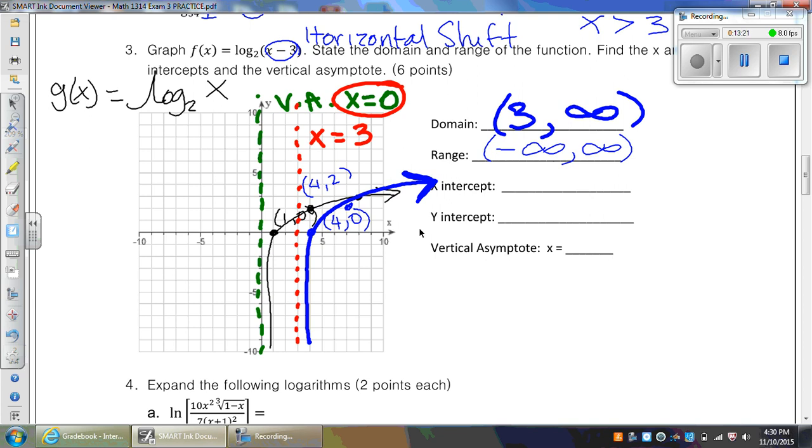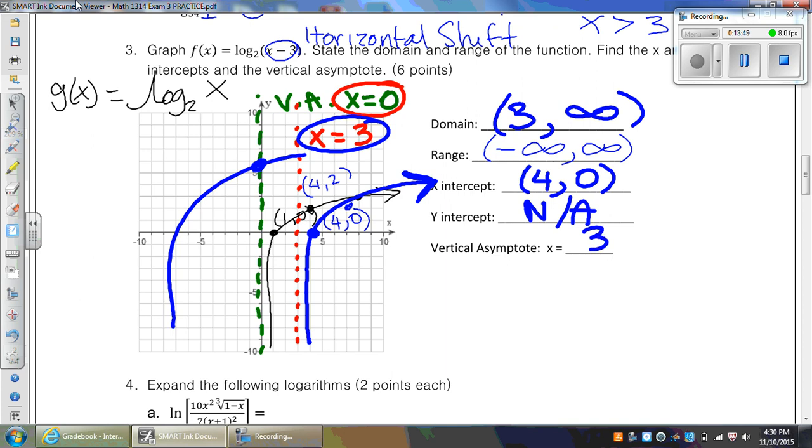X-intercept. Now we do have an x-intercept, this point right here, and that will be 4 comma 0. Y-intercept. Are we ever going to touch the y-axis? No. So we could just put NA. However, if the shifting had been done on the left side, then perhaps the graph will have a y-intercept. I'm just warning you. What is the vertical asymptote of the transformation? Is this line right here? X equals 3.